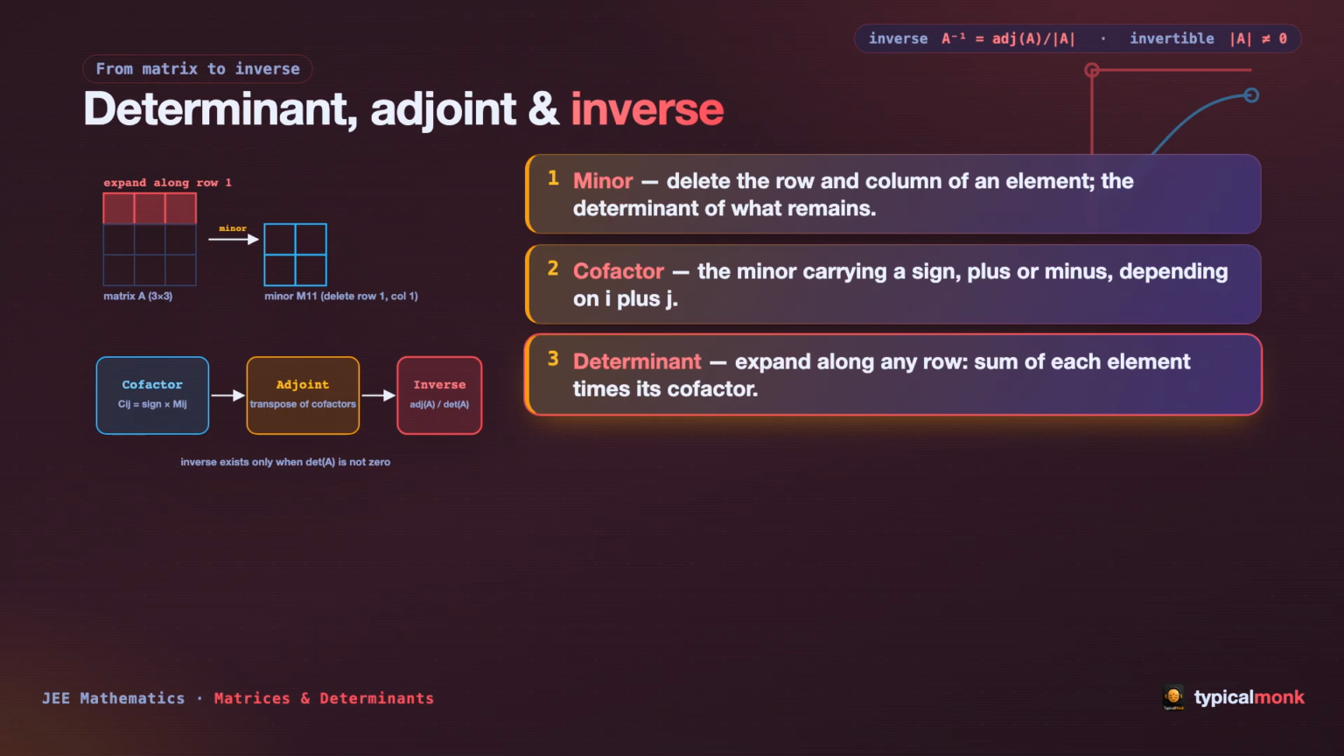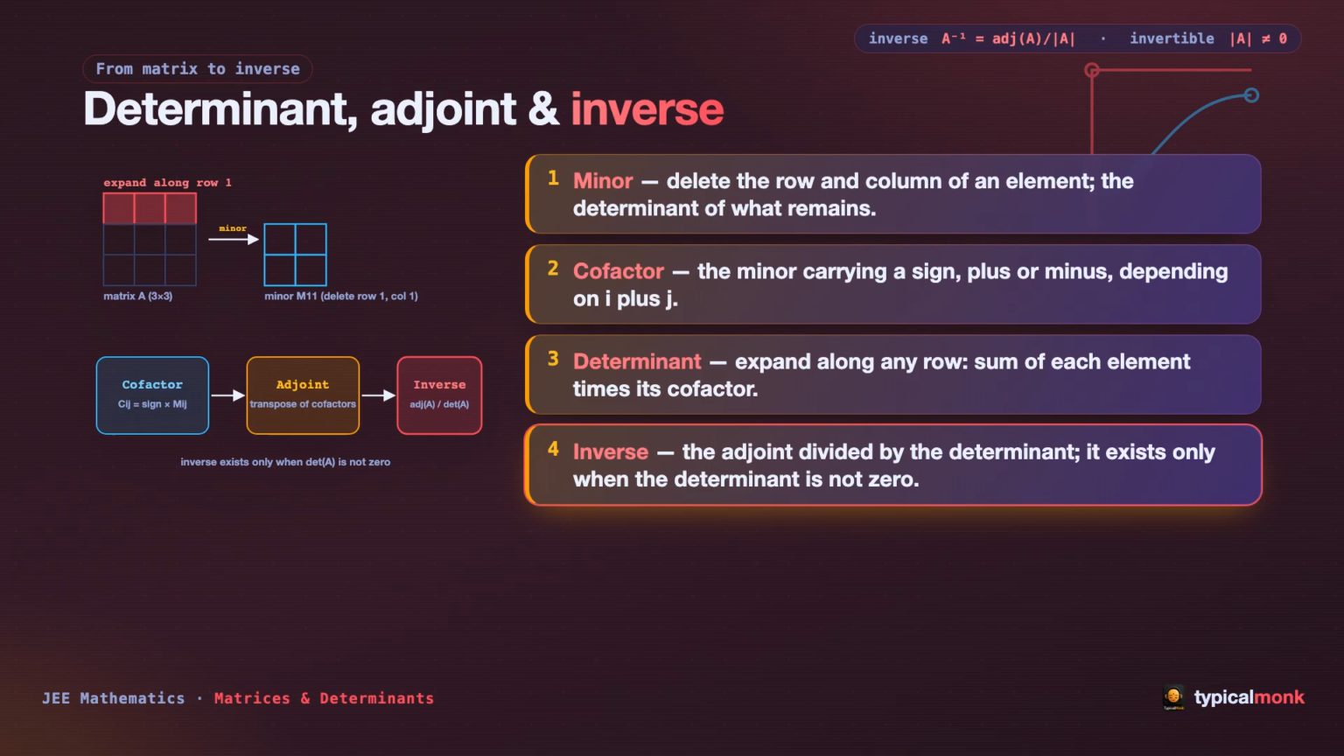Third, the determinant itself. Expand along any single row, multiply every element in that row by its own cofactor, and add all the products together. And fourth, the destination, the inverse. Collect every cofactor into a matrix, transpose it to get the adjoint, and divide that adjoint by the determinant. A warning: this division only makes sense when the determinant is not 0.